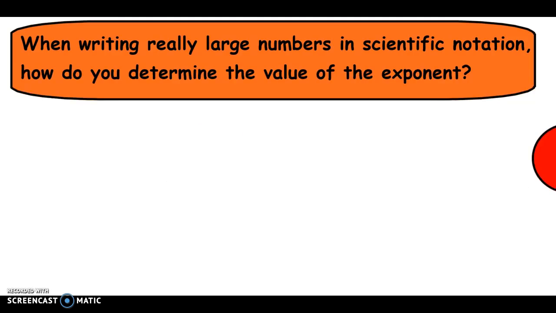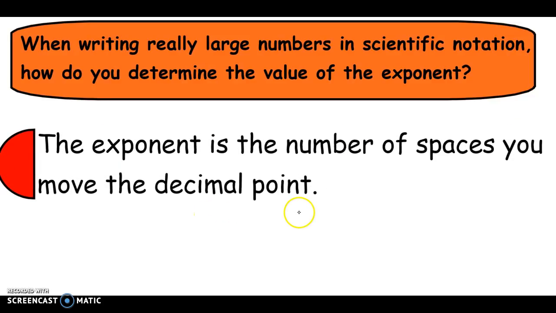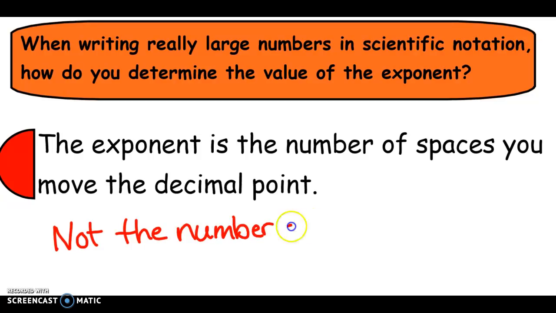Okay, when writing really large numbers in scientific notation, this is important. You're only talking about really large numbers. So if you're writing really big numbers, how do you determine the value of the exponent? Well, if you remember, it's the number of spaces you move the decimal point. It is not the number of zeros. I'm going to write that. Not the number of zeros, because that is the most common mistake that students make, is they write down that it's the number of zeros.